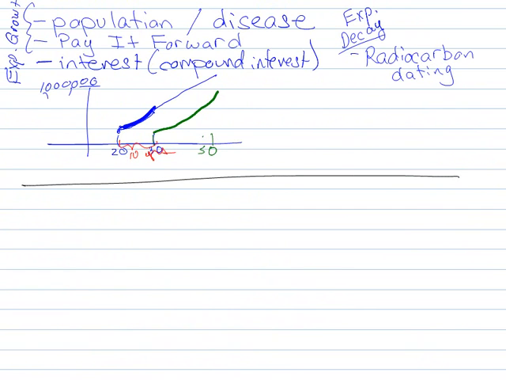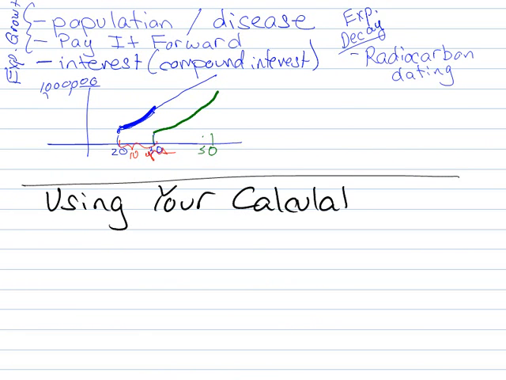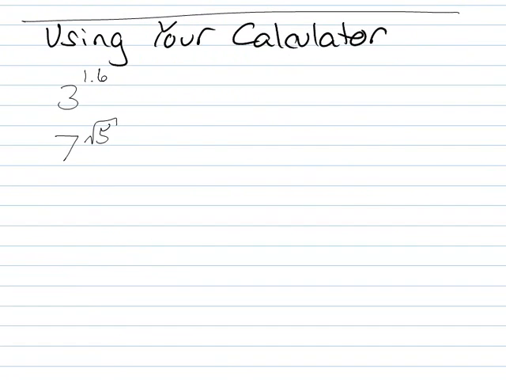Want to make sure that you can use your calculator to do these, because you might be using some buttons that you've never seen before. So see if you can get these. Go to 3 to the 1.6, try 7 to the square root of 5, try 8 to the negative 1.2, and e to the 2.6.